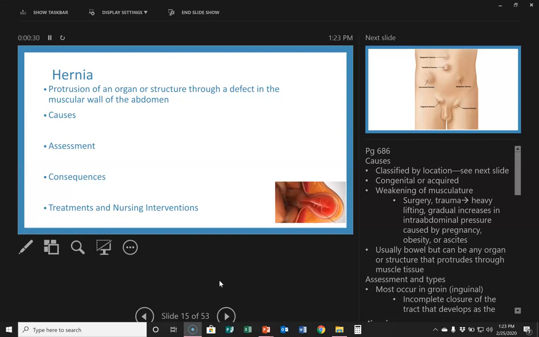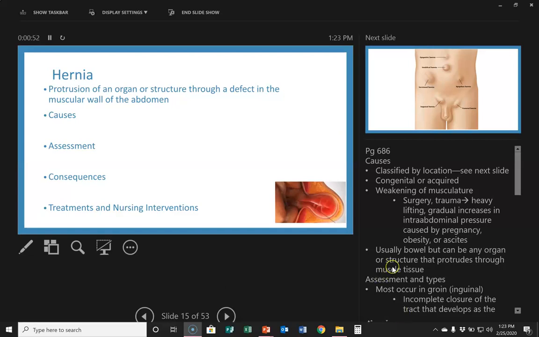It is usually due to the weakening of the muscles of the abdomen, which can be due to surgery, trauma, like heavy lifting, or gradual increases in intra-abdominal pressure caused by pregnancy, obesity, and ascites. This is usually the bowel that protrudes through the abdominal wall, but it can also be other tissues like fat.